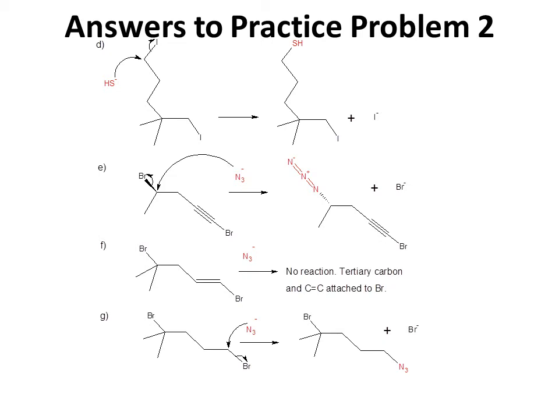for SN2 reaction. In F, there is no place for the azide anion to react. You either have a tertiary alkyl bromide or an sp2 hybridized carbon-bromine bond, which is not able to react either. In problem G, you have one spot for SN2 reactivity, which is the primary alkyl bromide, and azide displaces that to form the final products.